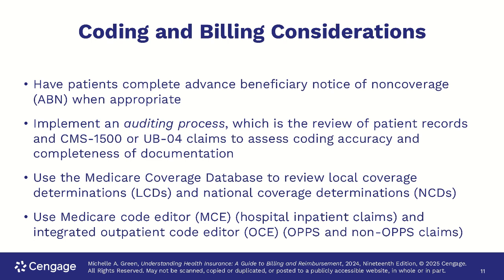One of the things we talked about previously was the advanced beneficiary notice, also known as an ABN. This basically is when we think Medicare is not going to pay for the service. We have the patient sign it to say, you agree, patient, that you will pay for this service if Medicare does not.